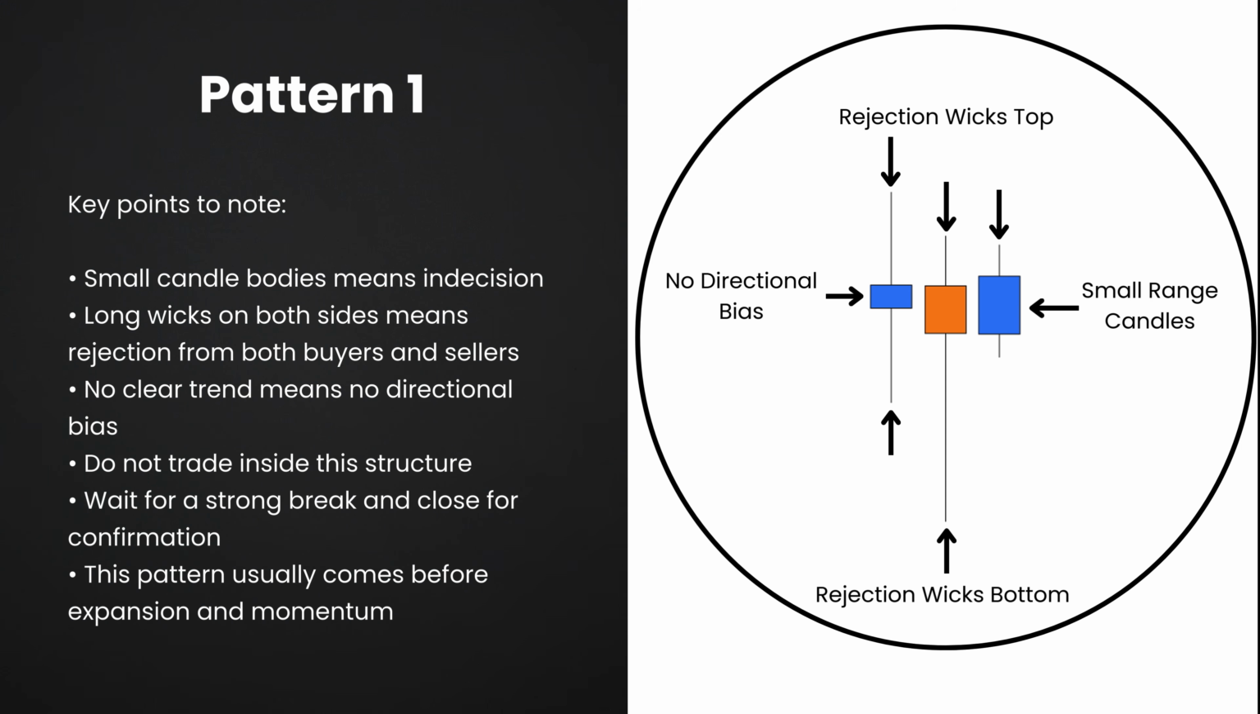Key points to note. Small candle bodies mean indecision. Long wicks on both sides mean rejection from both buyers and sellers. No clear trend means no directional bias. Do not trade inside this structure. Wait for a strong break and close for confirmation. This pattern usually comes before expansion and momentum.